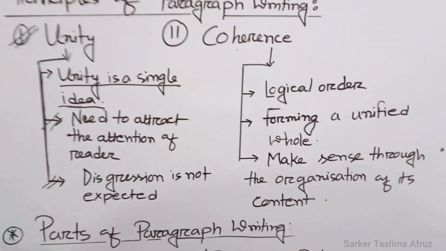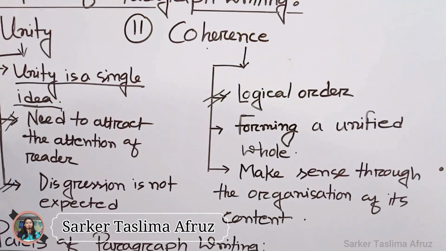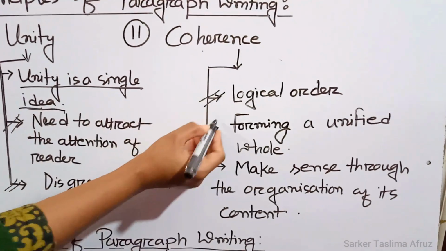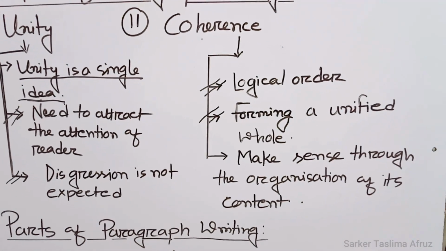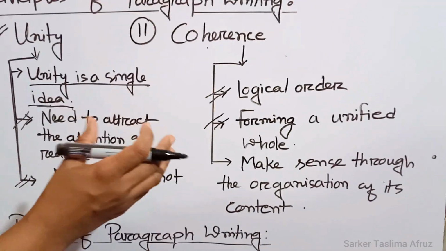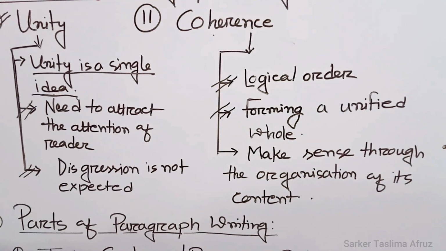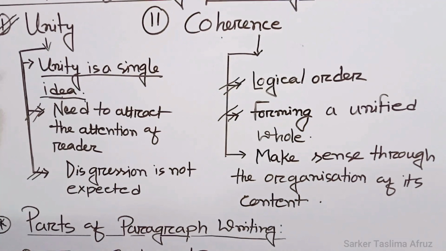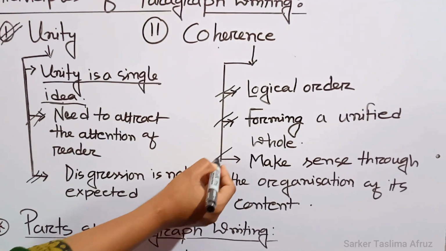Next comes coherence. As you can see I wrote here, logical order. Coherence means logical order. It's very important when you are maintaining these things. Next comes forming a unified whole. As a unified whole, you have to maintain coherence. You gather lots of information, but you don't know how to write it logically and in an organized way. In that case, you will not obtain good marks and your listener or reader will not feel good when they read your script. So you have to follow these things.